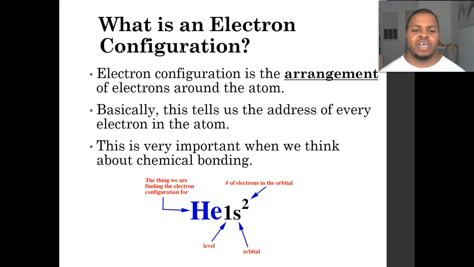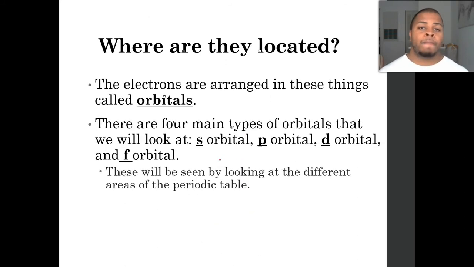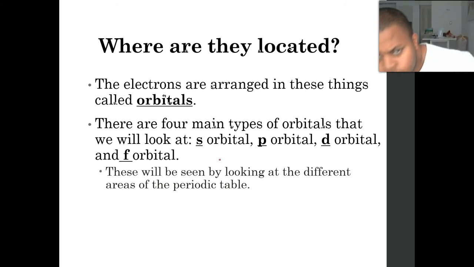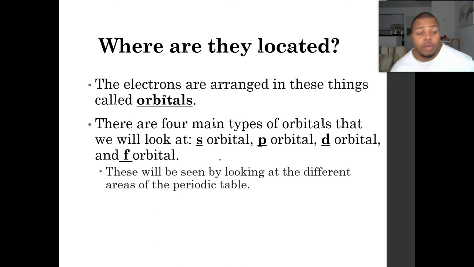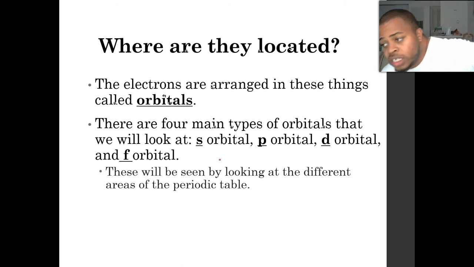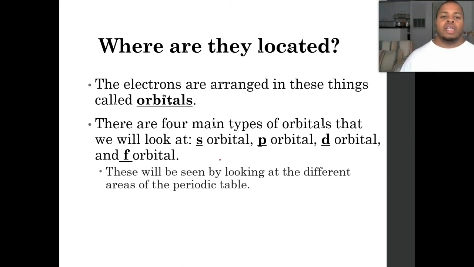So this is sort of like the address of the electrons that are in the atom, where they're all placed and how they're arranged. This is going to be important as we move towards bonding, which seems to be our next unit. Now, where are they located? The electrons around each of the atoms are in these things called orbitals. That just basically means it's a space around the atom where we can find the electrons.